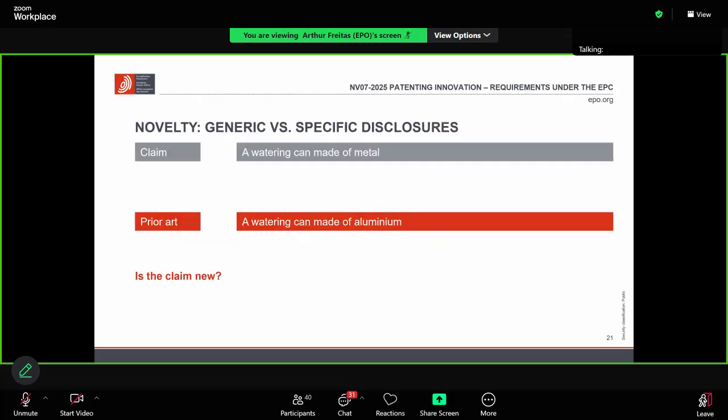Okay, so now I'd like to show you a few concepts about novelty when we assess novelty. And the first one, a very important one, is generic versus specific disclosure. Imagine you claim a watering can made of metal. I do a prior art search and I find a watering can made of aluminum. Is the claim novel? Is the claim new? What do you guys think? You can type. And I see here people are well informed. Yeah, no, it's not. The claim is not new.